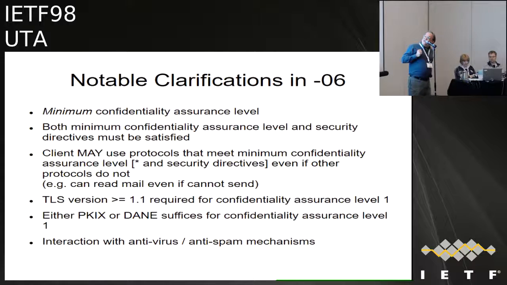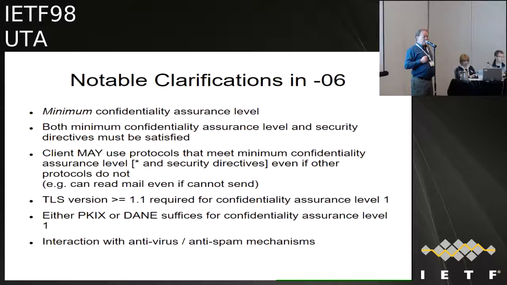I made it clear that clients may use protocols selectively. If you have several protocols associated with a mail account and some of them meet this minimum confidentiality assurance level and some don't, the client can still use the ones that do. So for instance, the client could read mail if that connection met that confidentiality assurance level, but it might not be able to send mail at the moment because that connection is subject to an attack. It's kind of a minor point, but I wanted to make that clear.